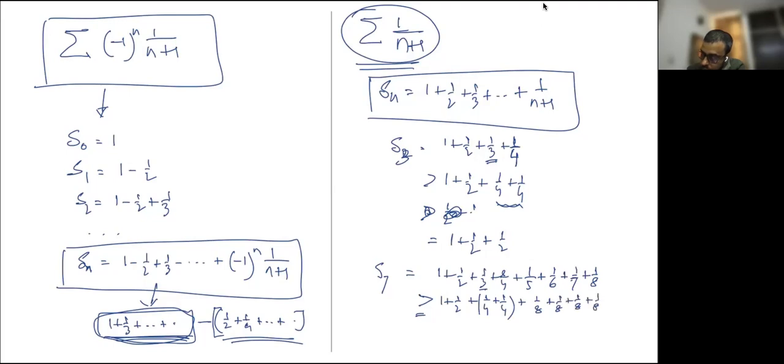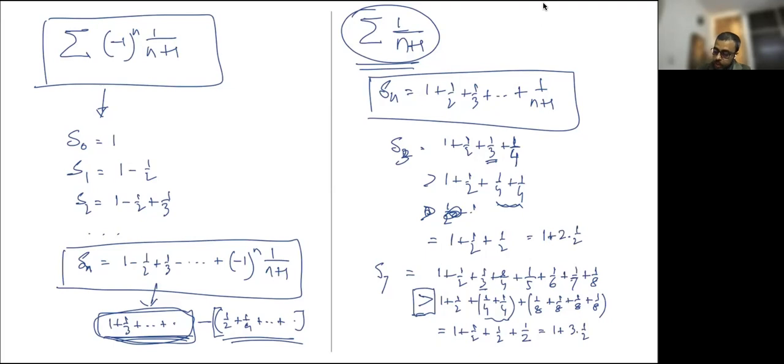So I would have made the expression smaller, right? So this inequality is fine. This is a strict inequality. And what is the result here? 1 plus half plus, these two together give you half. These four together again give you half. So you have 1 plus 3 times half now. Earlier it was 1 plus 2 times half. Okay.